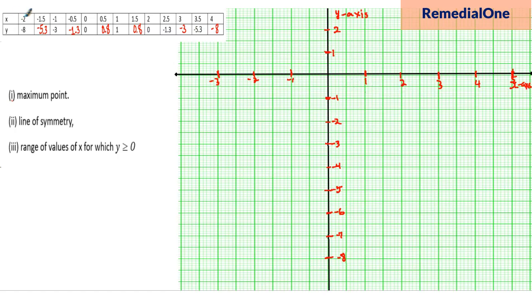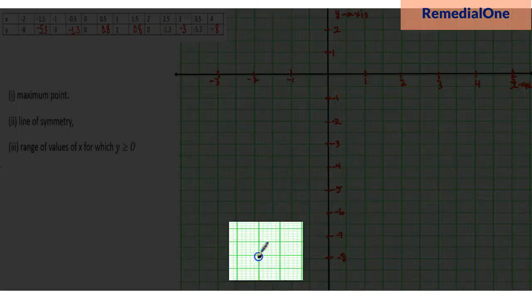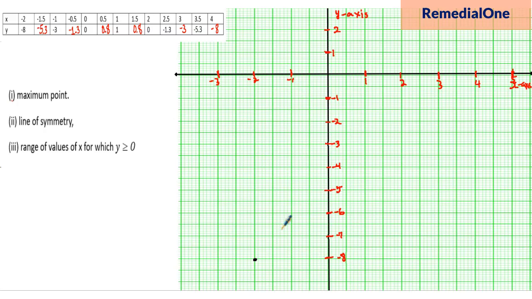So we are plotting the first point, negative 2, negative 8. So negative 2 on the x-axis, and then negative 8 is here. So you make a dot over here. You move on to negative 1.5, negative 5.5. So negative 1.5 is in between negative 2 and negative 1. And then negative 5.5 here, and you count 3 boxes, and that's going to be right there.